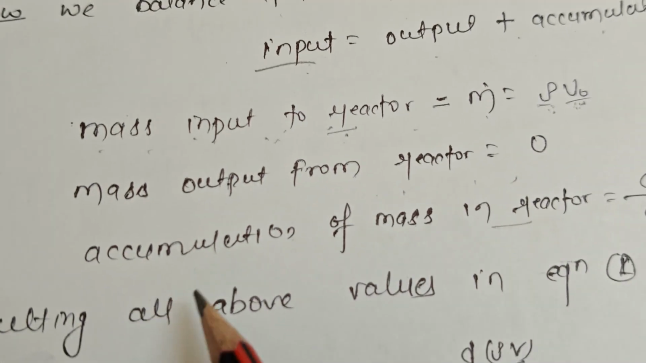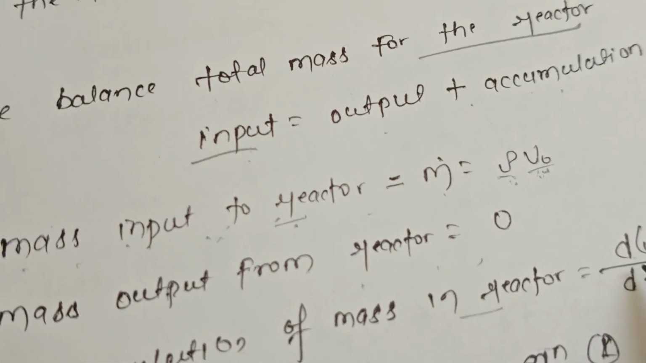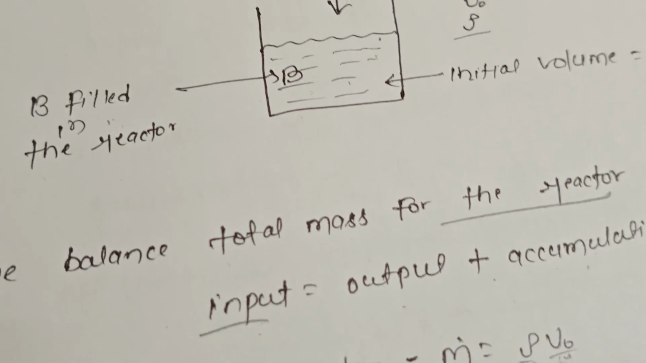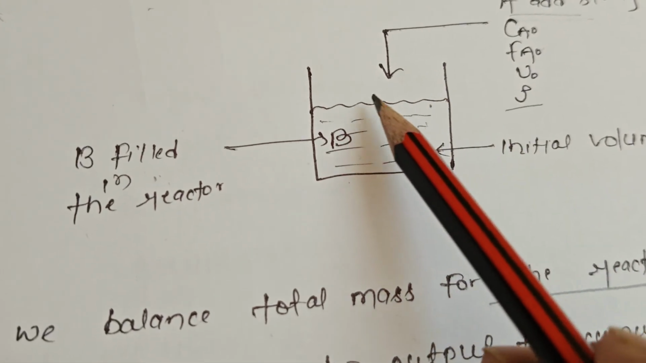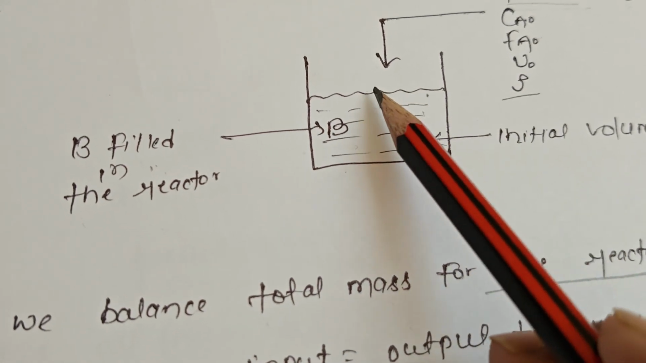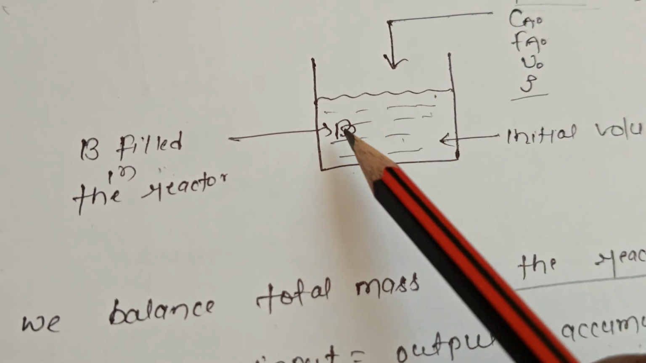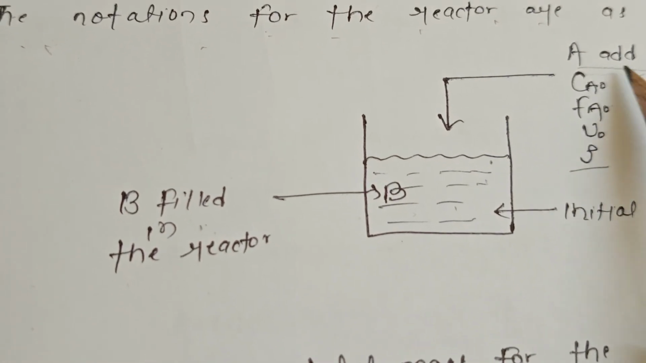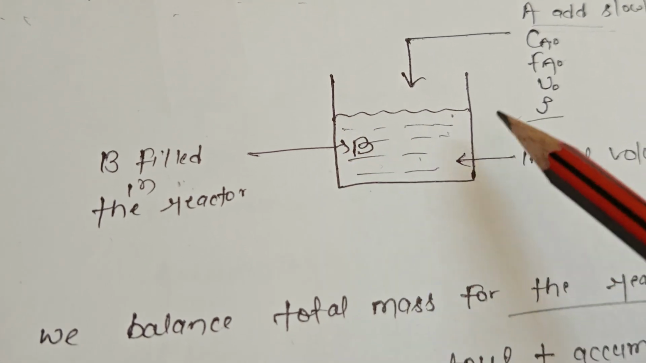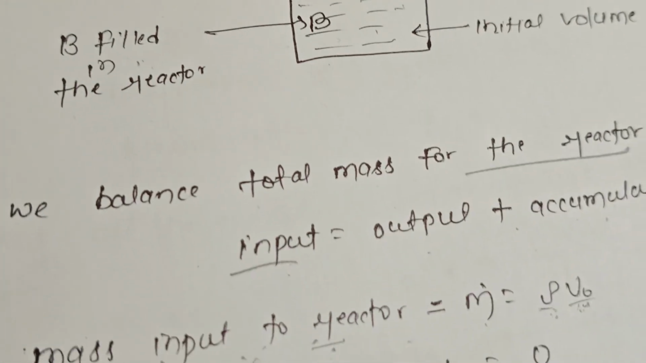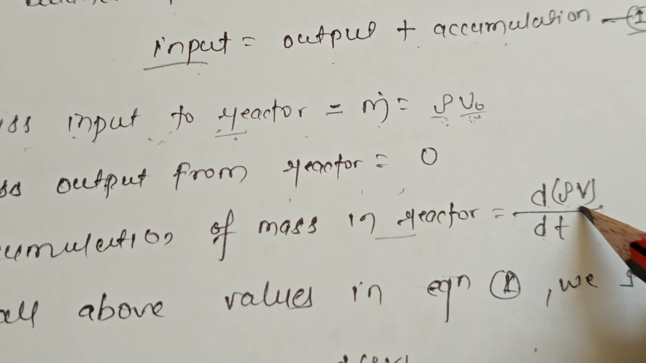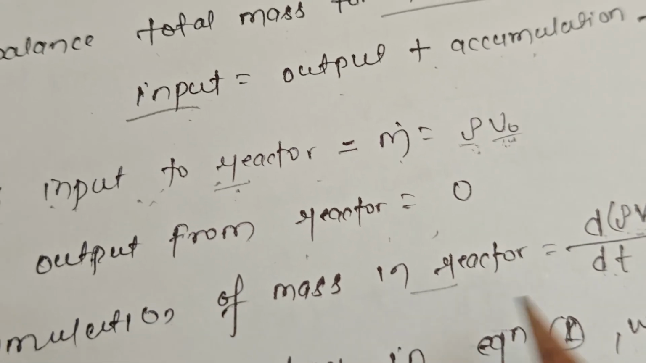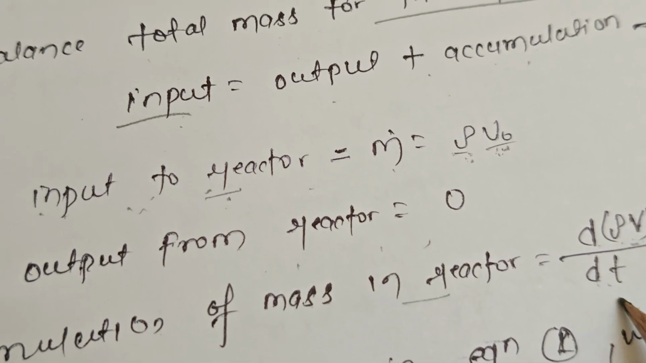And accumulation of mass in the reactor we can write as d(rho V)/dt. Here rho is the density of the material in the reactor. Here we assume the density coming through the stream and the density in the reactor are the same, and V is the volume at time t. So accumulation of mass in the reactor is d(rho V)/dt.